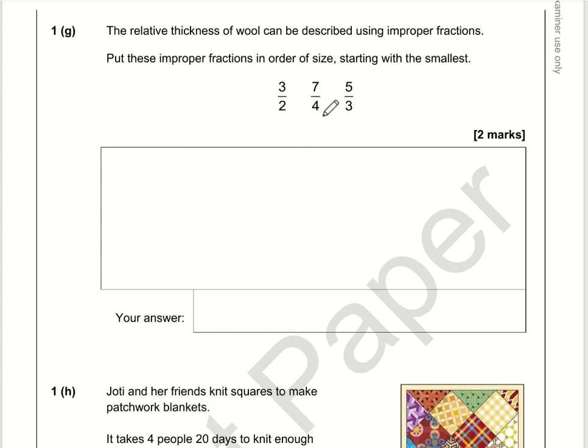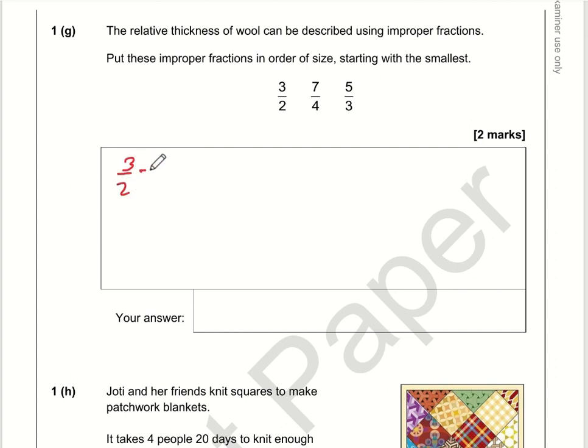Part G, we need to put these fractions in order of size. Now the problem is the numbers on the bottom are all different. So what we need to do is find the lowest common multiple of these numbers. So to do that, take the biggest one. First of all, check, well, 2 goes into 4, 3 does not go into 4, so it can't be 4. What about 8? 2 goes into 8, 3 does not go into 8. What about 12? 2 goes into 12, and so does 3.